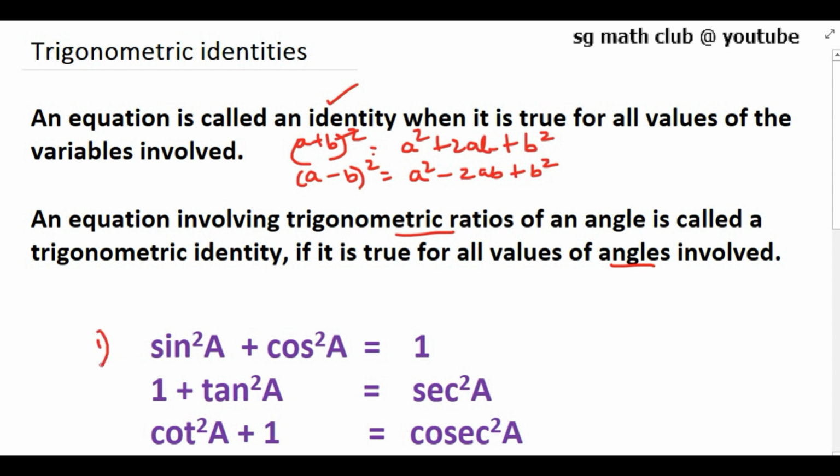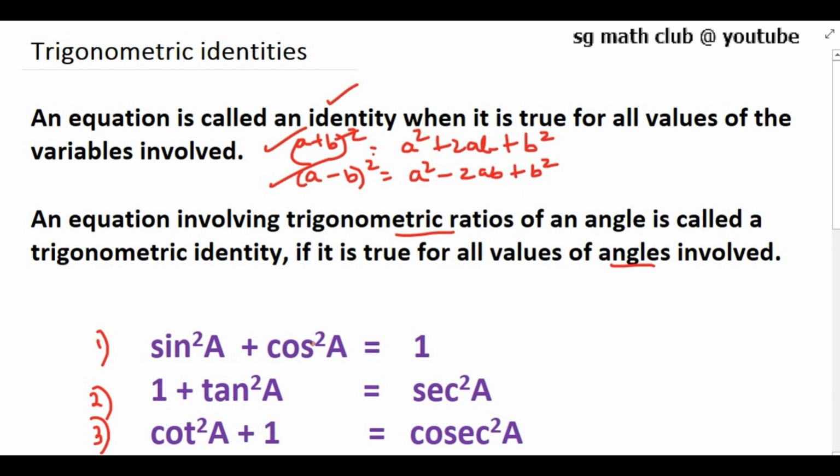So these are the trigonometric identities. First one, sin square A plus cos square A equal to 1. Second one, 1 plus tan square A equal to sec square A. Third one, cot square A plus 1 equal to cosec square A. These are the three trigonometric identities. Like the algebraic identities, you need to learn these trigonometric identities by heart. Now let's see how to prove them.